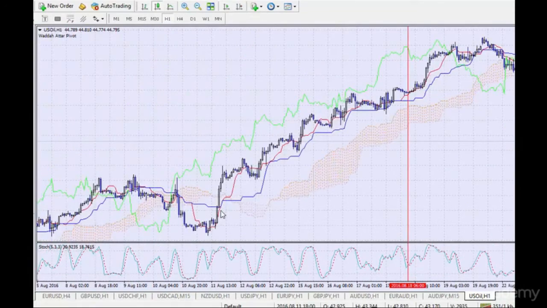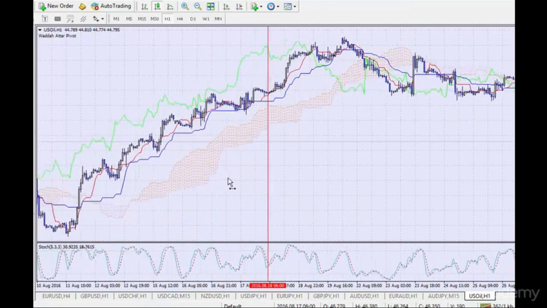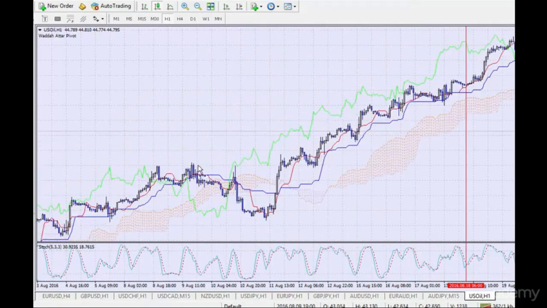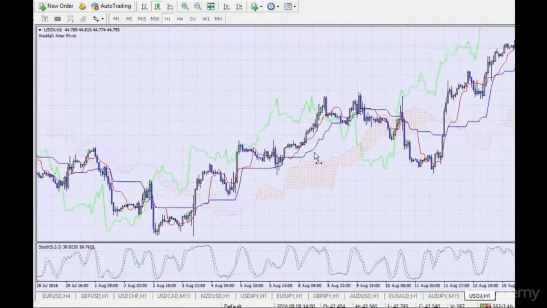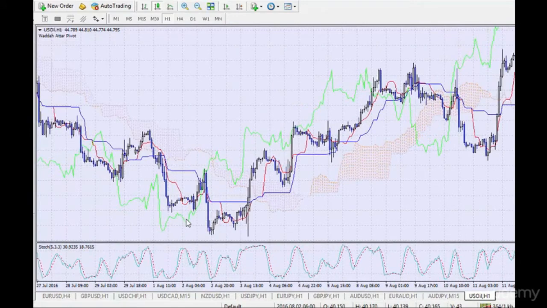Whenever the red line crosses the blue line from below, that's a buy signal. And whenever the blue line is crossing the red line from below, just in this example, that's a sell signal. So this indicator gives both buy signals and sell signals. Another sell signal is whenever this green line here crosses the candles from above. Also, whenever this green line crosses the candles from below, that's a buy signal.